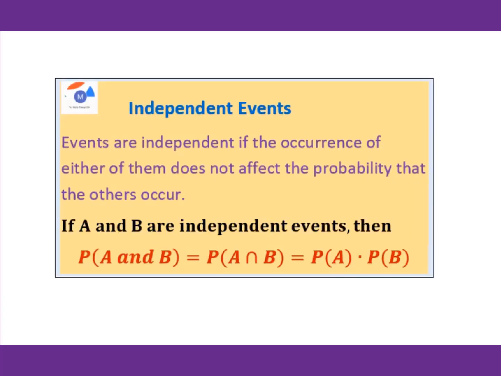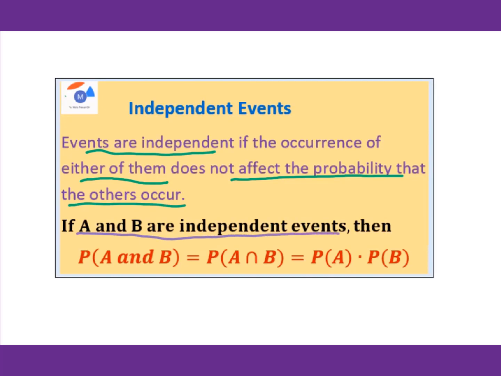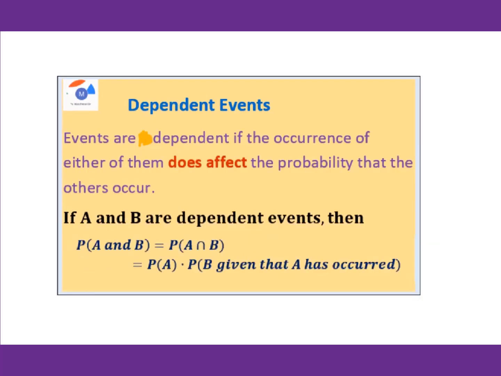What are independent events? We say events are independent if the occurrence of either of them doesn't affect the probability that the others occur. So if A and B are independent events, then they do multiplication: probability A times probability B.